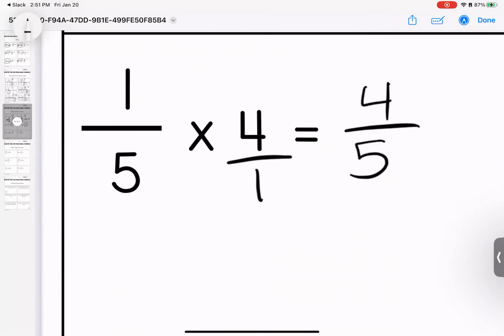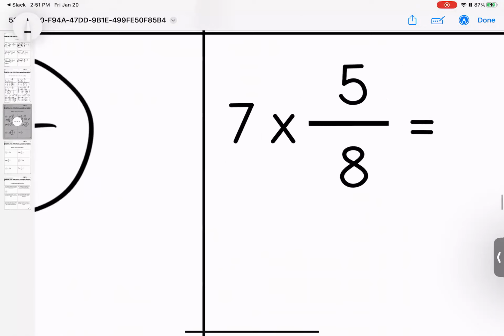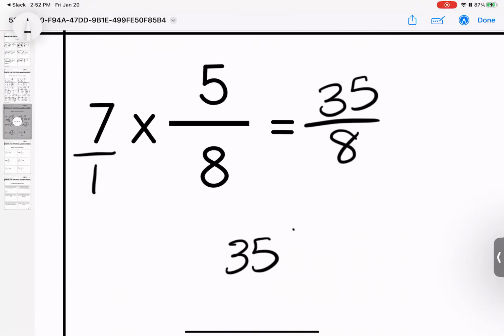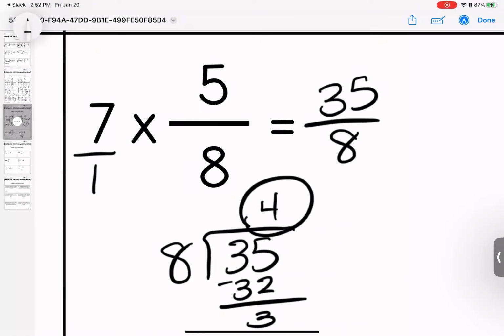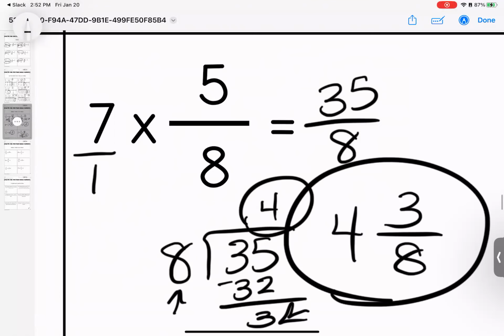5 times 1 is 5. 4/5 is already simplified. And then our last one over here, give it our denominator. 7 times 5 is 35. 8 times 1 is 8. We're going to divide to simplify. 8 times 4 is 32. It's going to be the closest I can get. So I have 4 wholes and 3 over 8. 4 and 3/8.